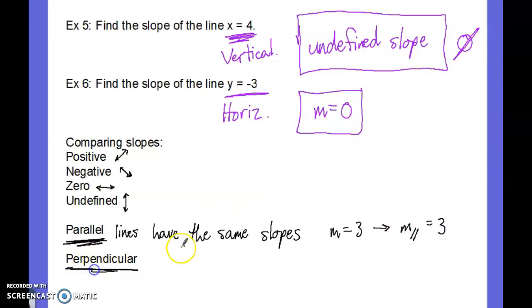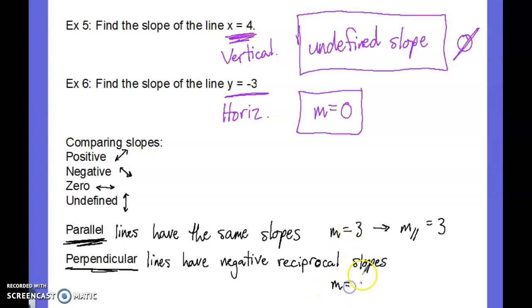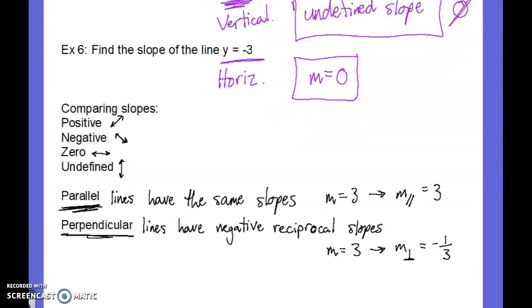And then perpendicular lines have negative reciprocal slopes, I believe is the phrase that other math teachers use. You might hear me say opposite reciprocal. So I'm going to go back to my slope example of 3. Well, the slope of the perpendicular line, this is the symbol I use for perpendicular, is negative to make it the opposite, and then the reciprocal of that would be 1/3. And we've done reciprocal problems. Hopefully we've done enough that you understand.